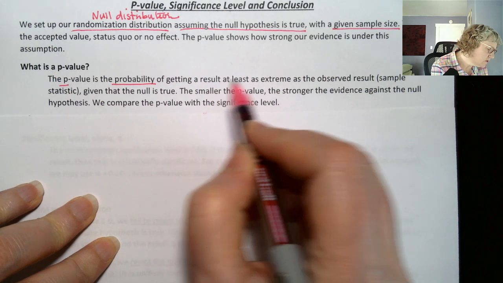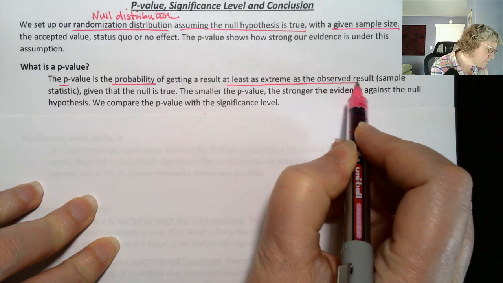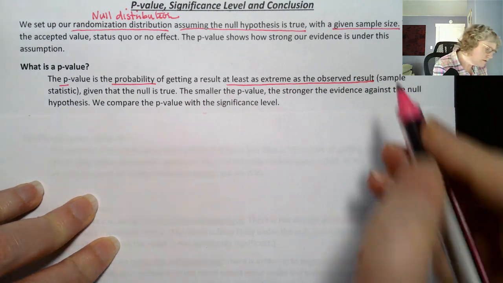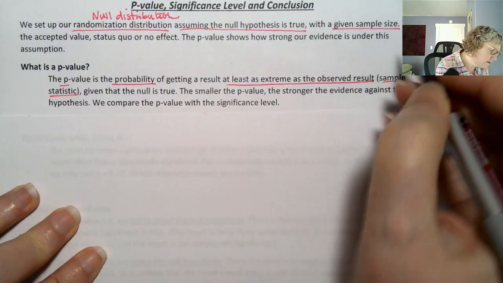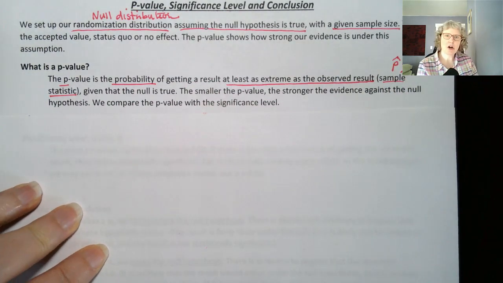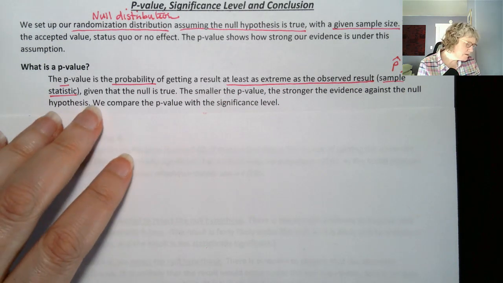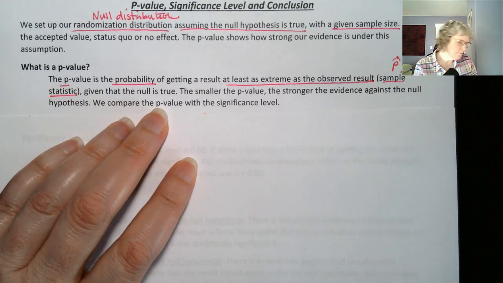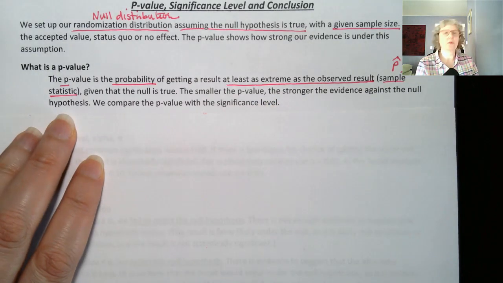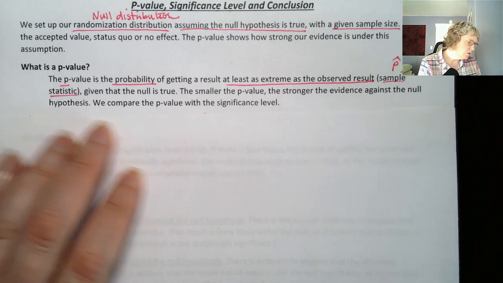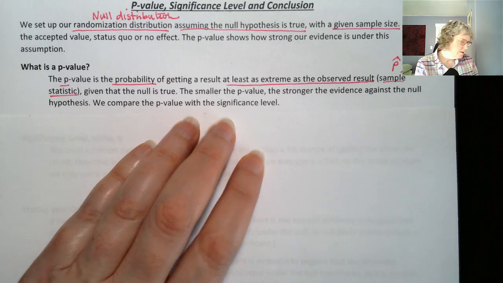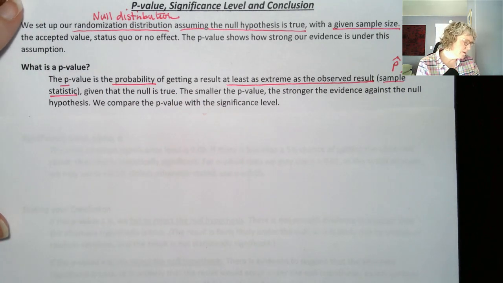It's the probability of getting a result at least as extreme as the observed result, which is also called our sample statistic. So this could be our p hat, or later we'll see it could be our x bar. And that's under the assumption that the null is true, okay? The smaller the p-value, the stronger the evidence against the null and for the claim. So we are actually looking for small. Smaller is better. And then we compare the p-value with the significance level.